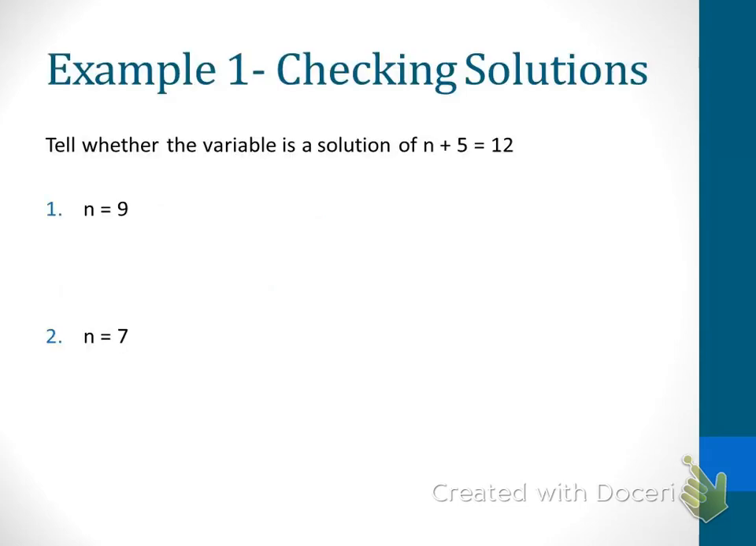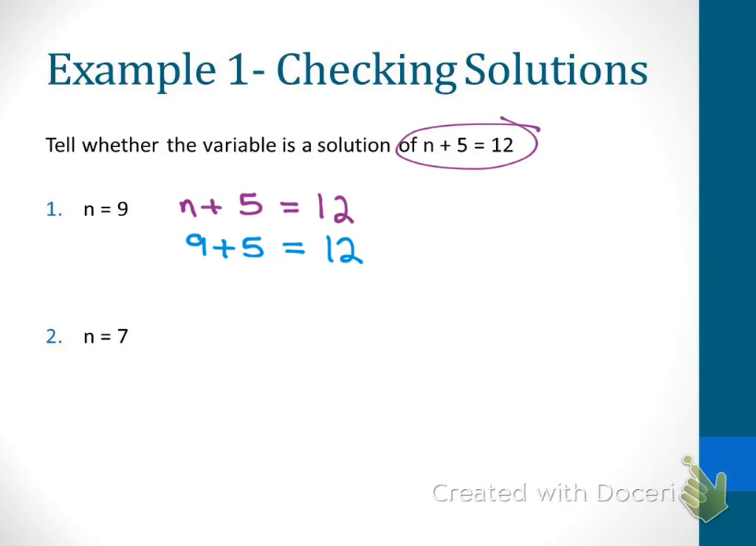So we have here an equation, and the equation is n plus 5 equals 12. So I'm going to use that equation as my original problem. Go ahead and write that in your notes under example 1. First step is to write the original problem, and then we're going to substitute what the possible solution is in for n. Okay, so 9 is going to substitute in for n.